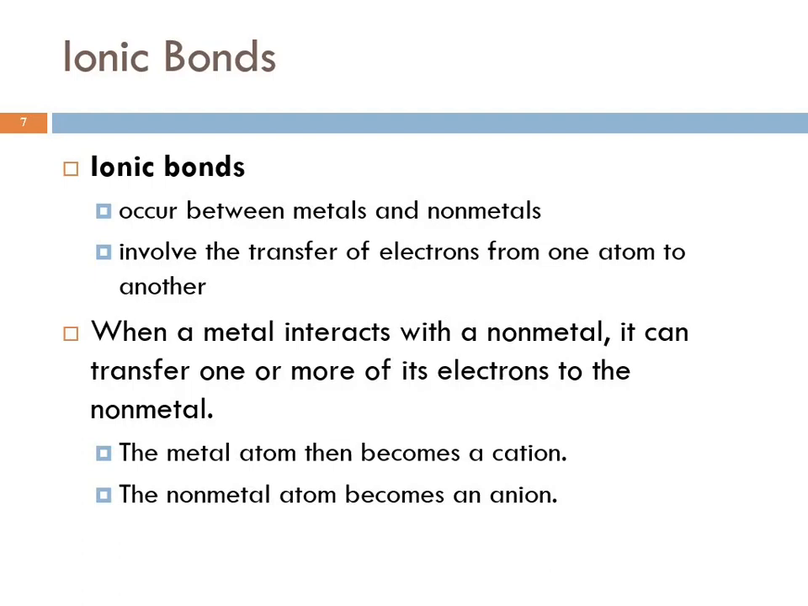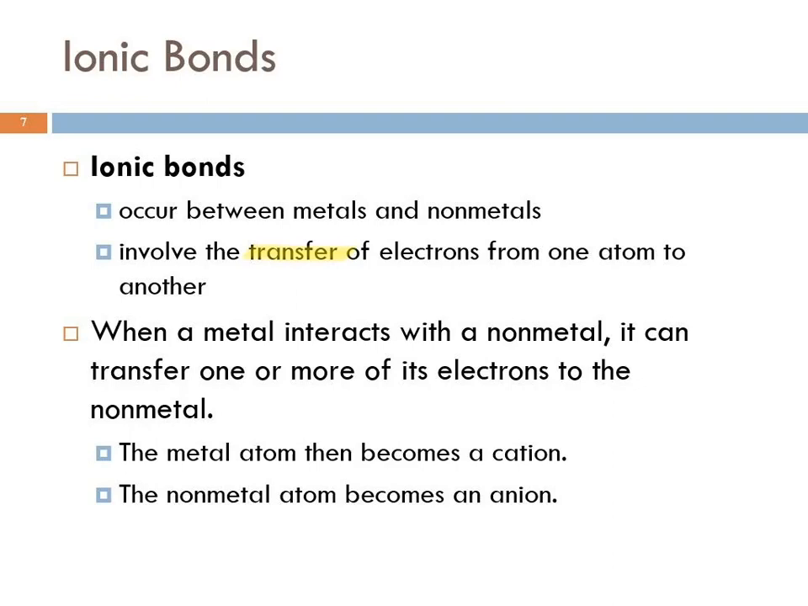individually. So ionic bonds occur between metals and nonmetals. We looked at the periodic table in chapter 2 and learned how to decide from looking at the periodic table which is a metal, which is a nonmetal. So ionic bonds between metals and nonmetals, and these bonds involve a transfer of electrons from one atom to the other. What happens is the metal will transfer 1 or more of its electrons to the nonmetal.